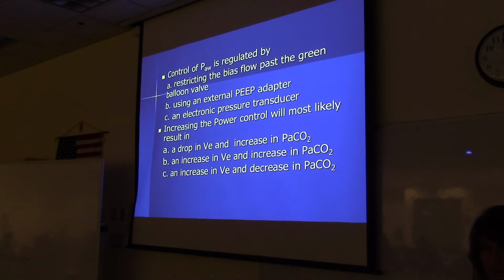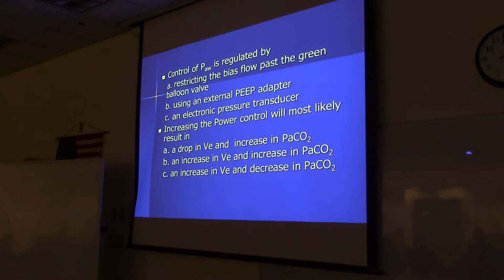These look like some multiple choice quiz questions. Control of mean airway pressure is regulated by A, restricting the bias flow past the green balloon valve. You guys aren't going to know colors. What about B, using an external PEEP adapter? Obviously not. C, an electronic pressure transducer. I think that's the one. Sounds like that's made up.